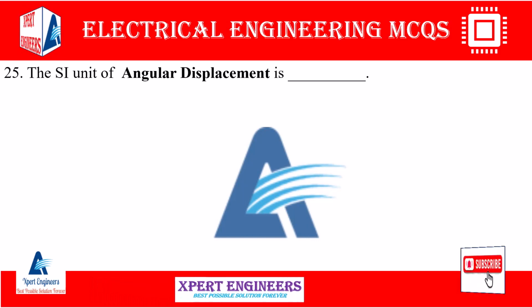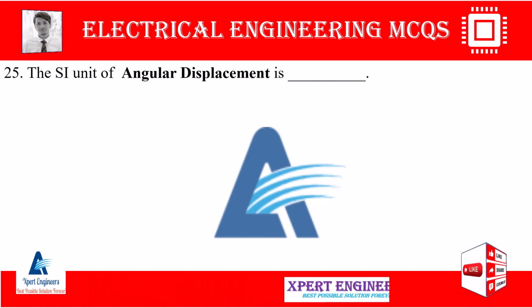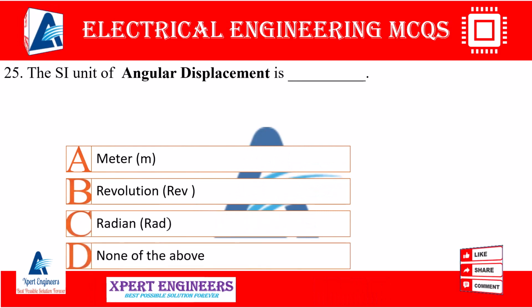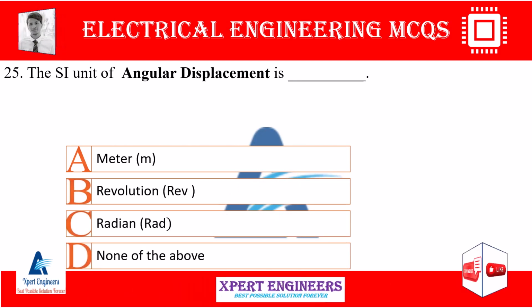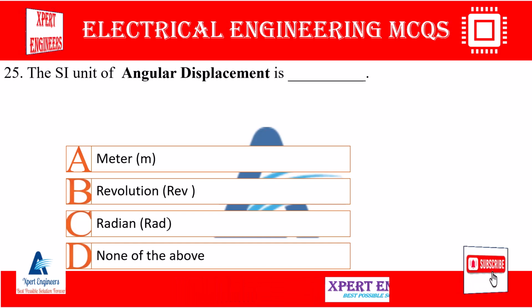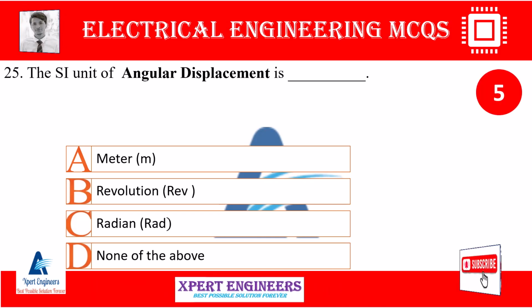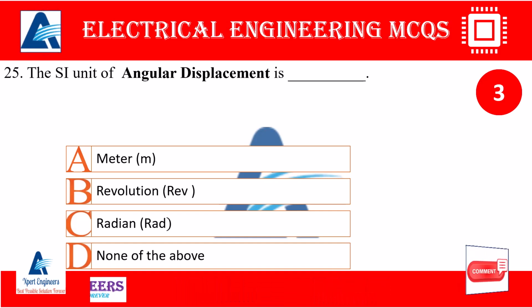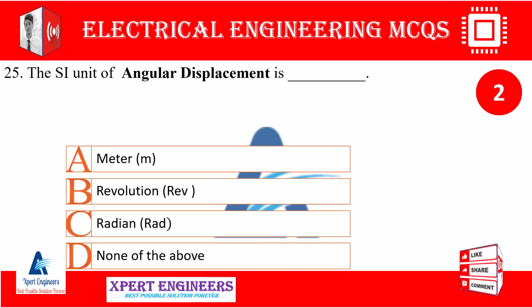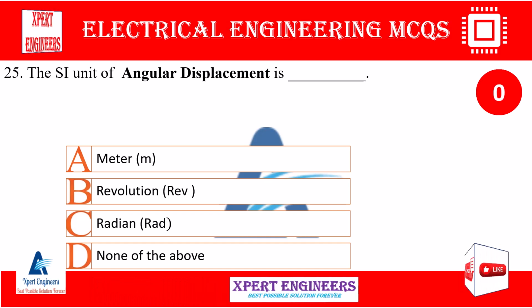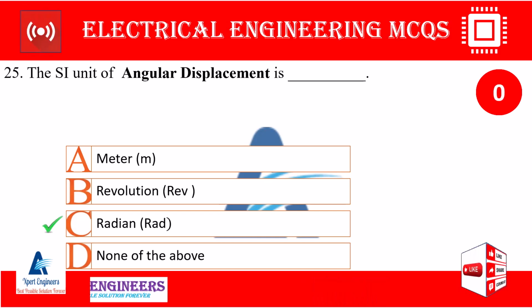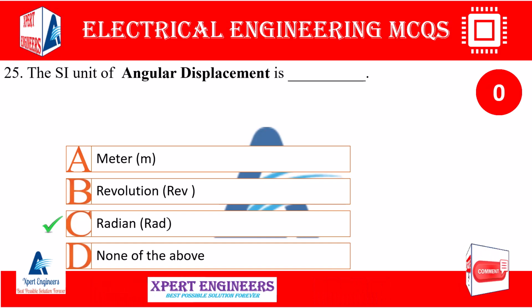The SI unit of angular displacement is dash. A, meter, B, revolution, C, radian, and D, none of the above. The correct option is C, radian. The SI unit of angular displacement is radian.